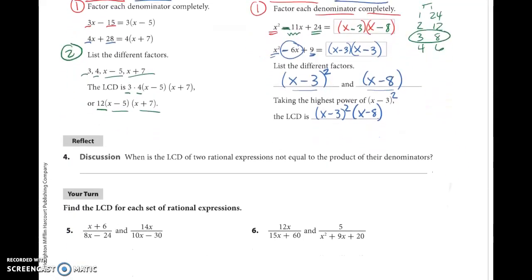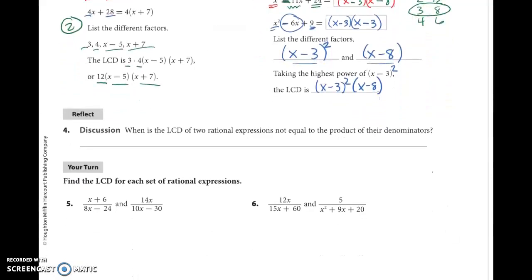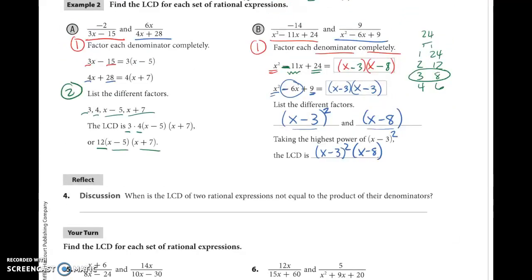Now for your reflect, let's go ahead and look at that. So the reflect says, when is the LCD, or lowest common denominator, of two rational expressions not equal to the product of their denominators? So if we look in example A, we had 3 times x minus 5 times 4 times x plus 7. So one could probably say, oh, you just take all the denominators and you multiply them together, and that's how we got our LCD. Well, that's true for this one here.